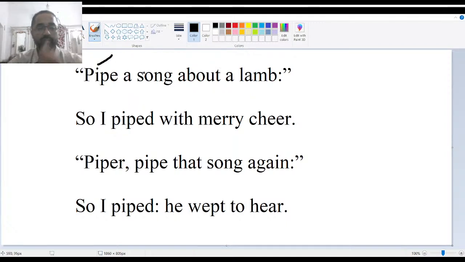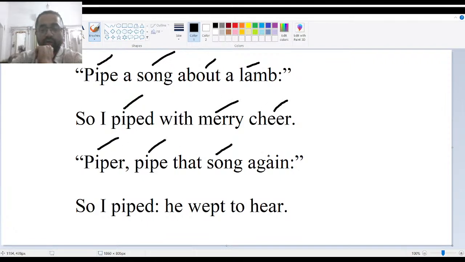Pipe, remember, has 2 vowels but 1 syllable. The sound is pipe. A song about a lamb, so I piped with merry cheer. Piper, pipe that song again. So I piped, he wept to hear. Read it once again. Read it aloud if possible.